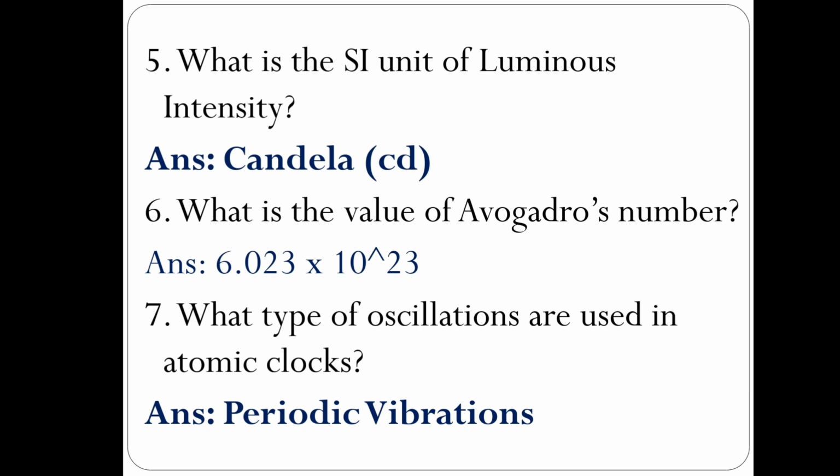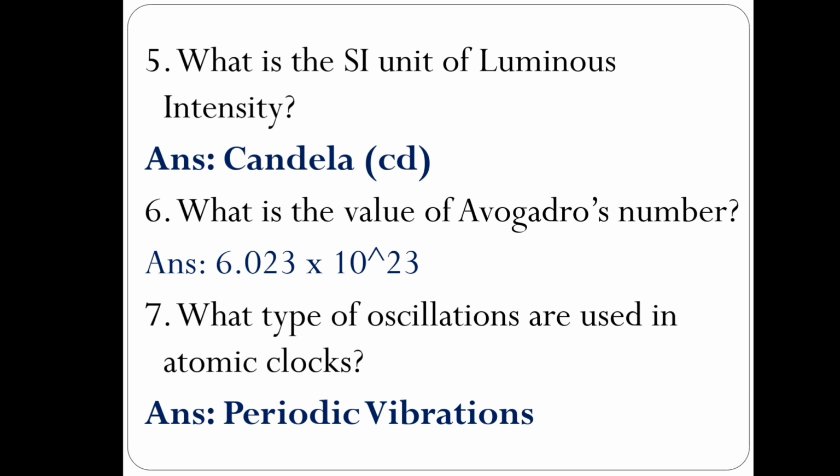What is the SI unit of luminous intensity? The SI unit of luminous intensity is candela. The symbol of candela is cd. What is the value of Avogadro number? We know Avogadro number is a constant. The value of Avogadro number is 6.023 × 10^23.